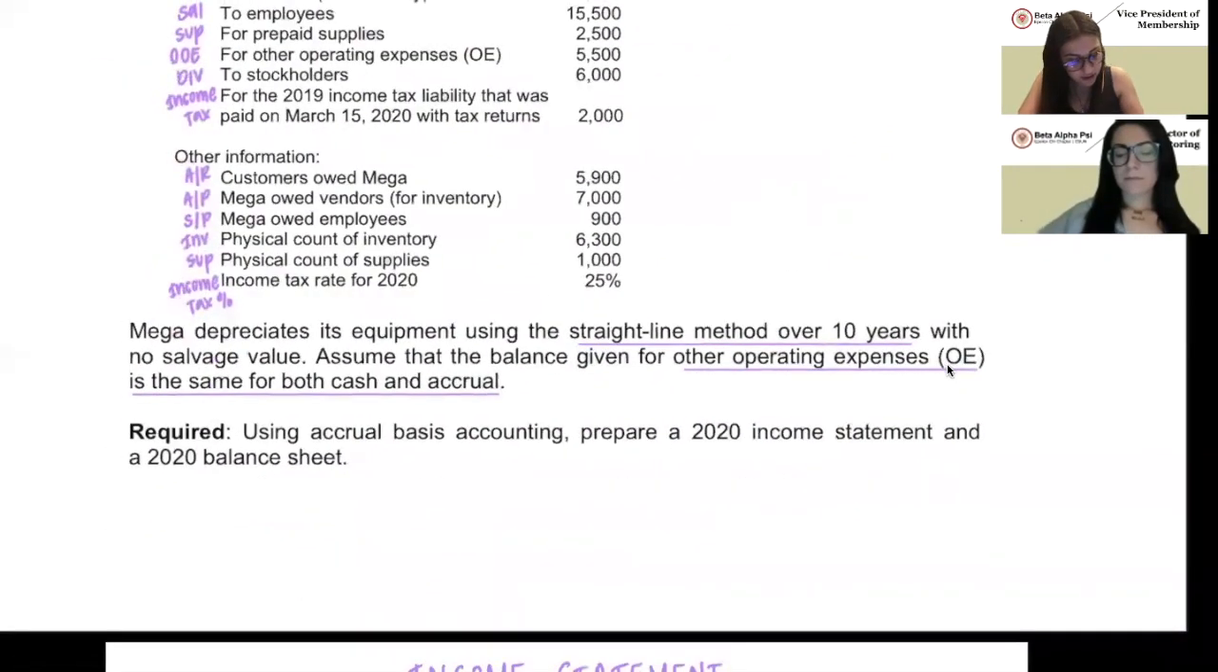Some other information, they say that Mega depreciates its equipment using the straight line method over 10 years with no salvage value. We can also assume that the balance given for other operating expenses is the same for cash to accrual. So they're saying here that other operating expenses, this number right here, is going to be the same on cash and accrual basis. So there's no adjustment needed.